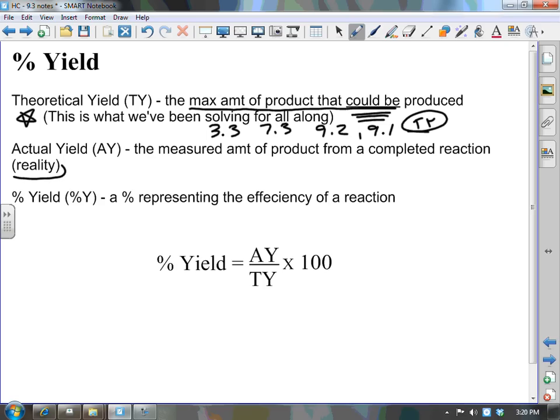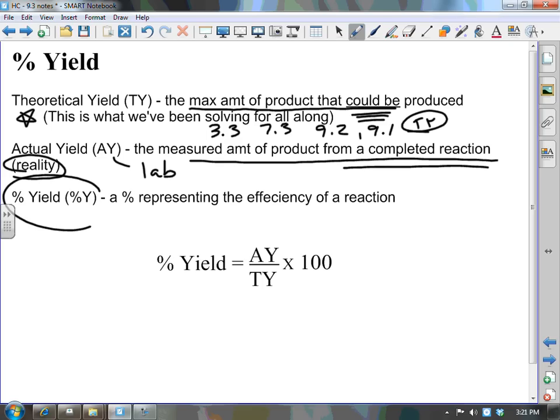Actual yield, that's reality. This is what we would do if we actually went back into the lab and measured these chemicals. At some point, we'll be doing the silver lab. There's a couple other limiting reactant labs that we'll do, and we're going to compare what the book tells us, which is theoretical, with what actually happens in the lab, because this is what did happen once the reaction was completed. And then percent yield is just giving us a percent representation of how much we did make compared to how much we should have made.